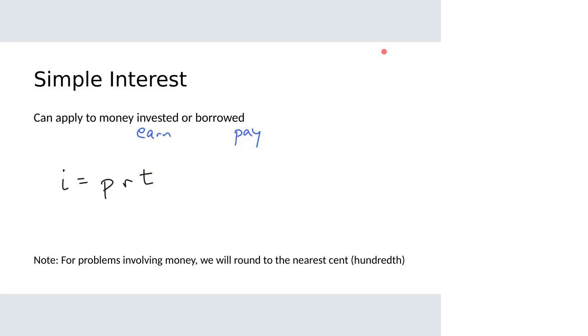Let's talk about what those components are. The I is the amount of interest. The P is the amount of principal. And it's important for us to make a note that principal, well, interest, I get it. That's what I earn when I put my money in the bank. But principal, what is that? Principal, that's the money that you start with.